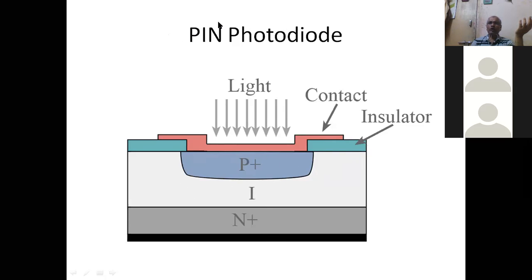So PIN photodiode. So intrinsic semiconducting material is sandwiched between P-type semiconductor and N-type semiconductor, and it forms a PIN photodiode.